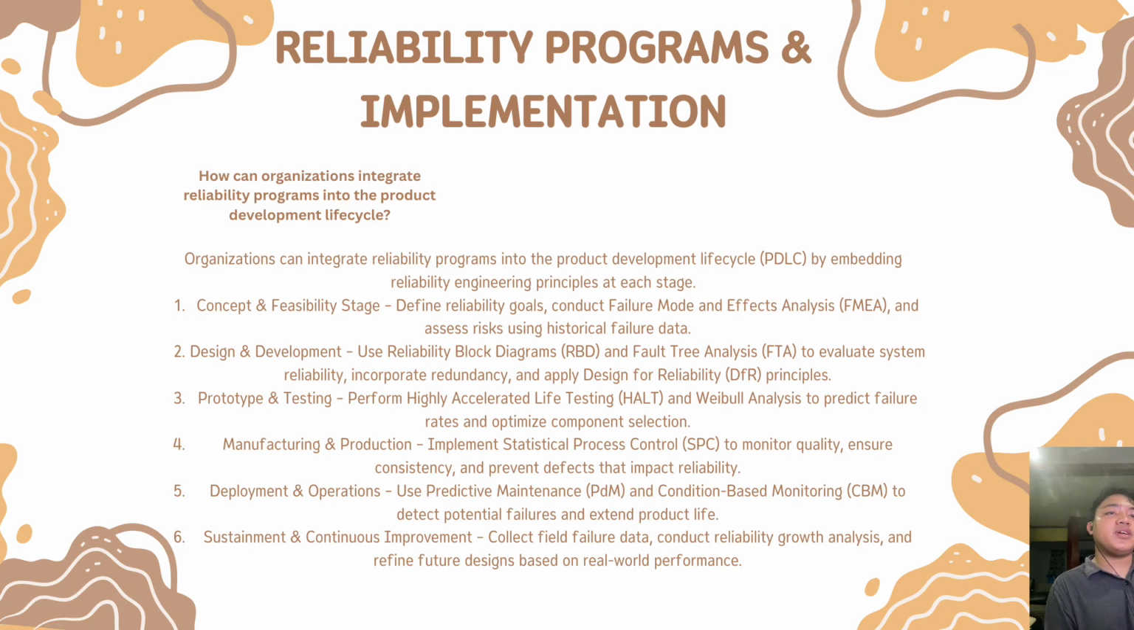4. Manufacturing and production. Implement statistical process control to monitor quality, ensure consistency, and prevent defects that impact reliability. 5. Deployment and operation. Use PdM and CBM to detect potential failures and extend product life. 6 is the sustainment and continuous improvement. Collect the field failure data, conduct reliability growth analysis, and refine future designs based on real-world performance.